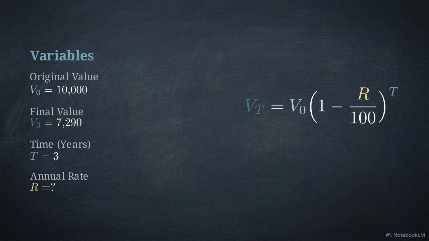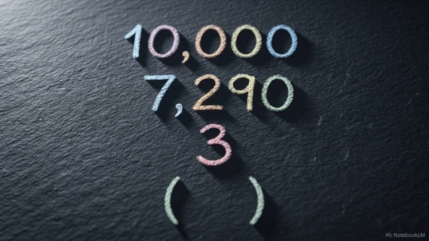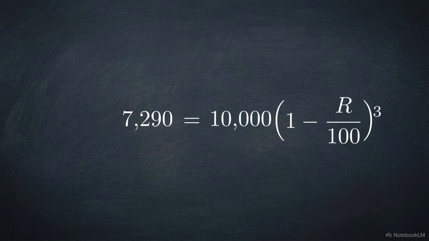This is the official CDC compound depreciation formula. Notice the minus sign right in the middle. We use minus instead of plus because the asset is losing value over time. Since our goal is to find that annual rate, R, our mathematical mission is straightforward. Substitute our known numbers into this equation and carefully isolate that variable.